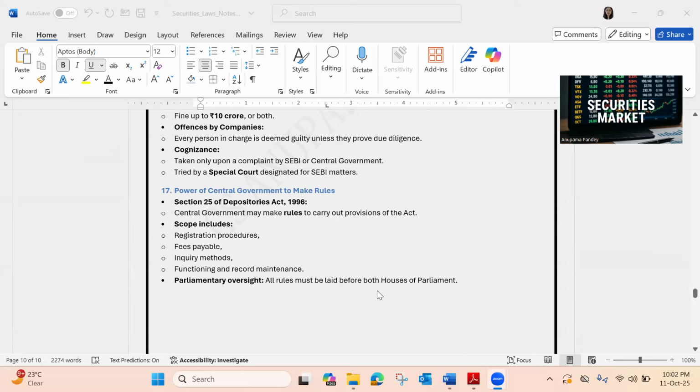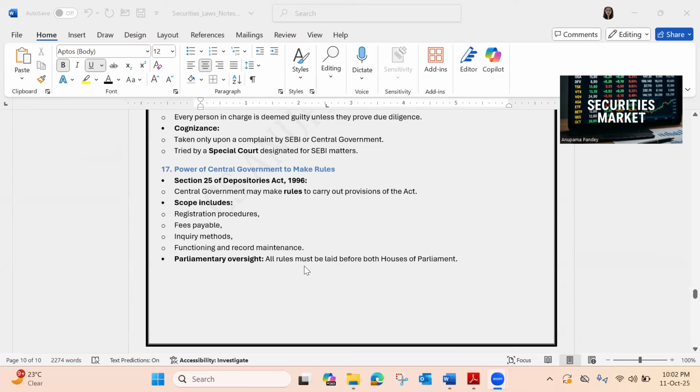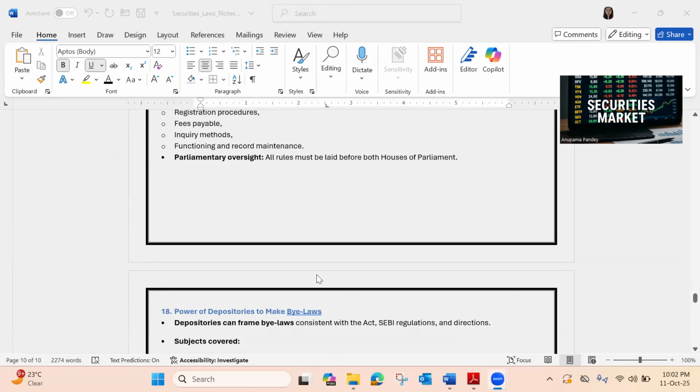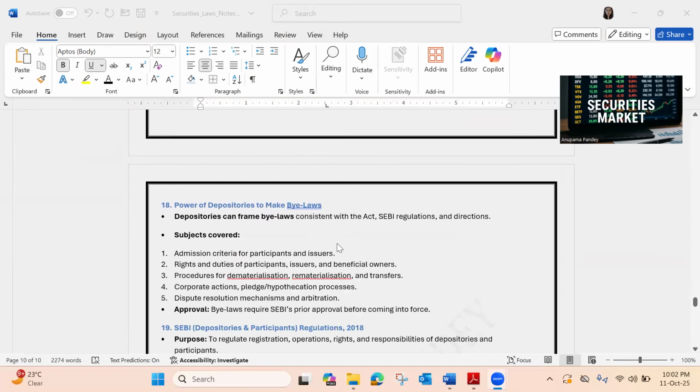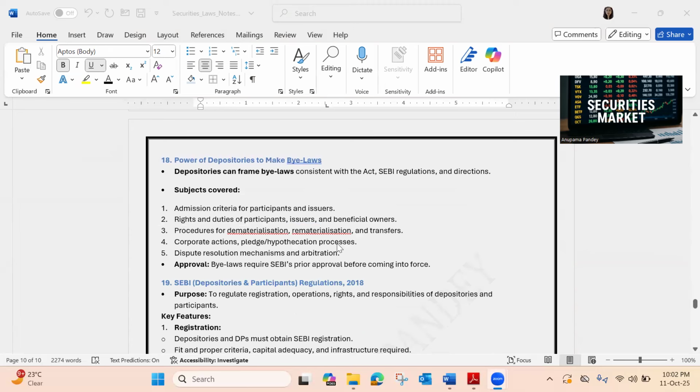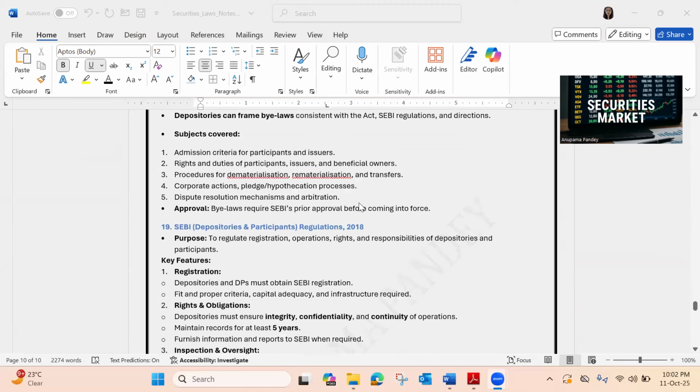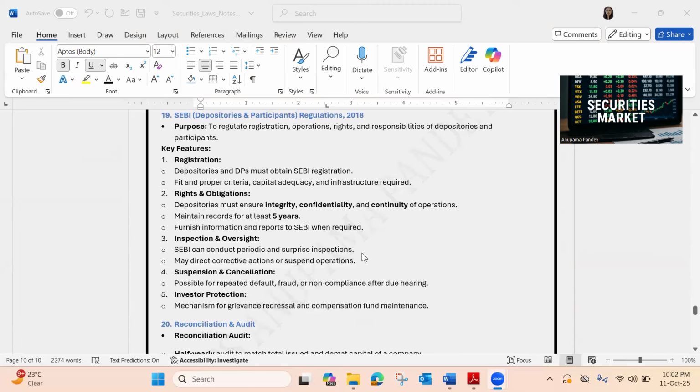Powers of central government to make rules. Give it a read. That is not so important from the examination point of view, but you must give it a read. Powers of depository to make bylaws. You can also give it a read.